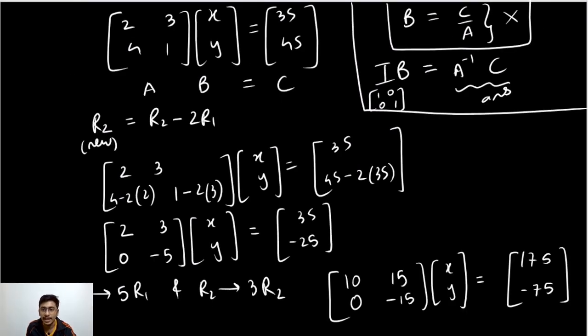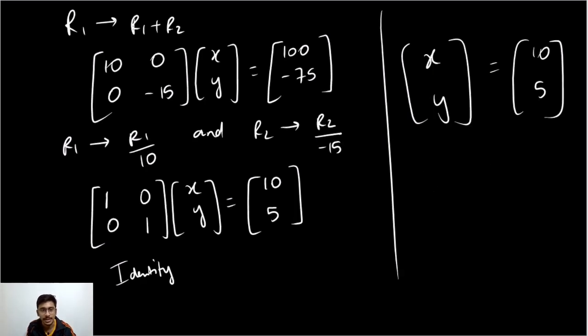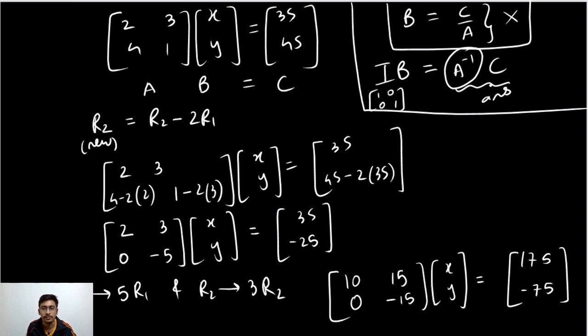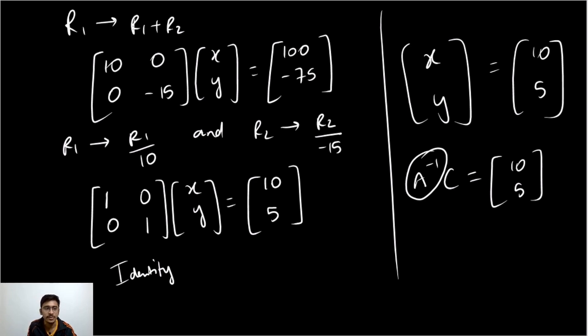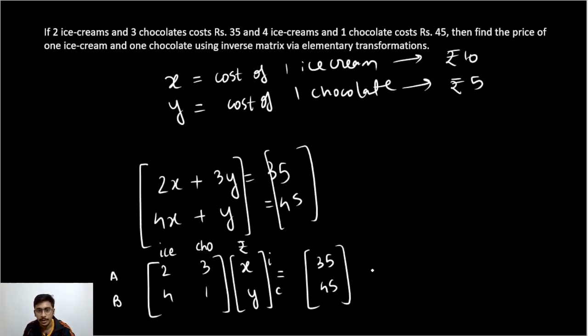We didn't actually calculate A inverse here. We can calculate A inverse, but we actually did not. We kind of bypassed that step. We did not need to actually calculate A inverse. What we actually found out was A inverse into C. So this answer, which is basically 10 and 5, is nothing but A inverse into C. So we bypassed A inverse, but A inverse can be found out in a similar fashion.